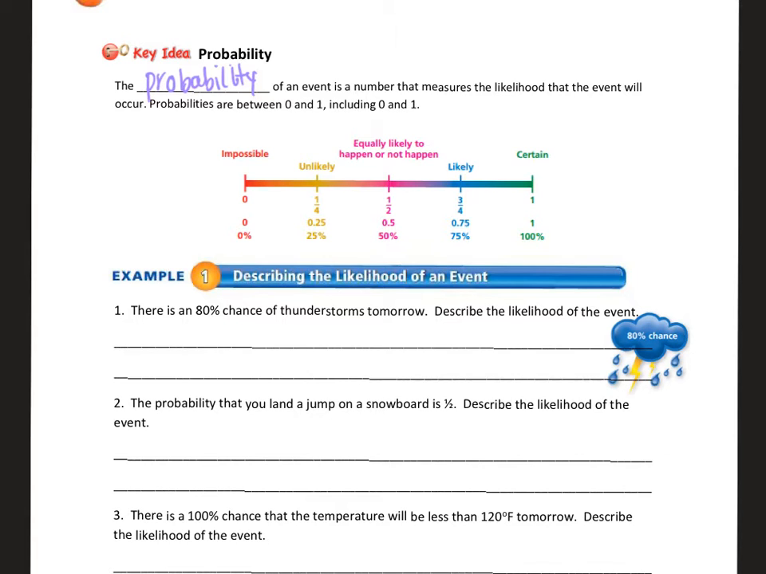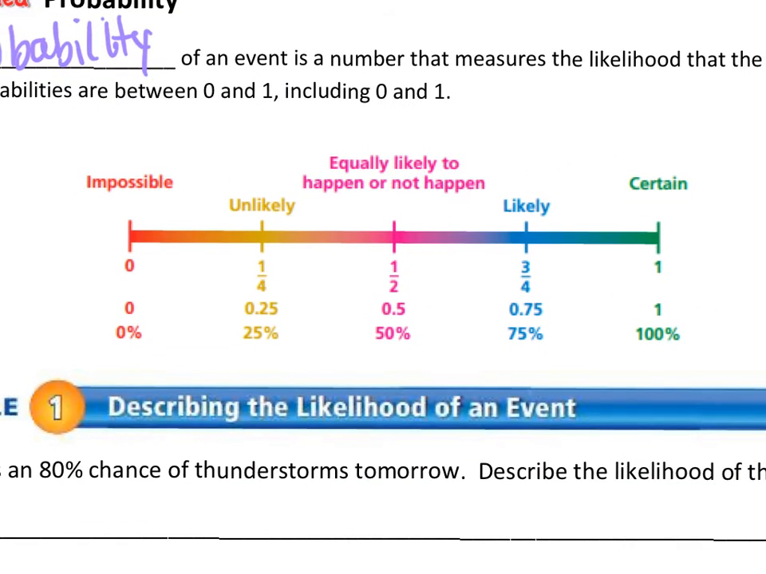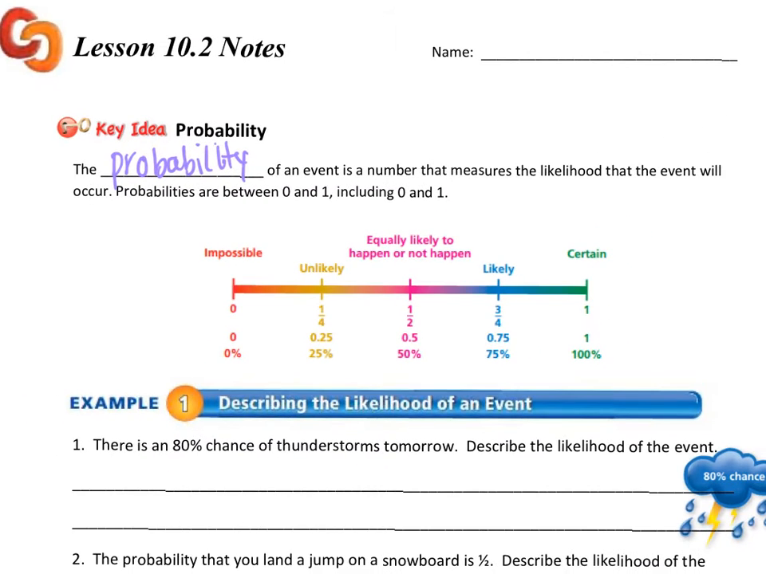Probabilities are between 0 and 1, including the 0 and 1. You can think of it in numbers, or a lot of times we think about our probabilities in percentages. You see we have this scale here. 0 means it's impossible of happening, and 100% means that it is certain to happen. Then we have our other terms that range from unlikely to equally likely to happen or not happen, that would be our 50% range, and then likely, this event is likely to happen.